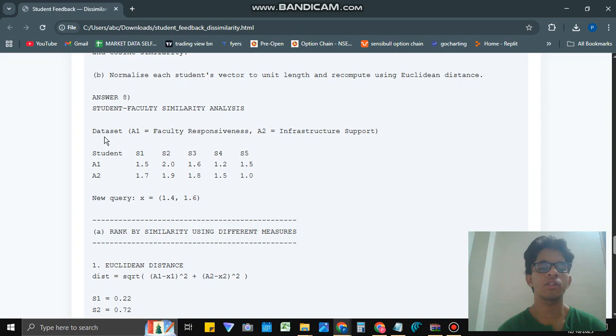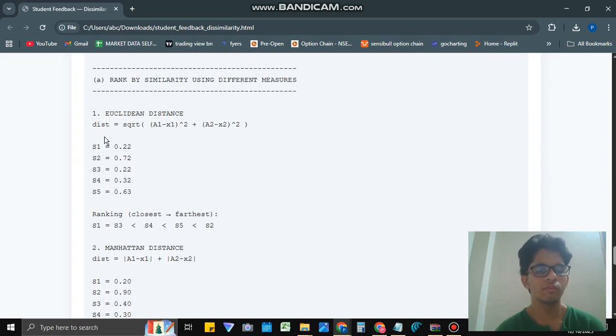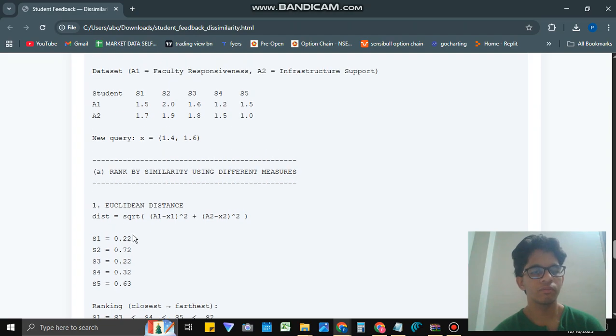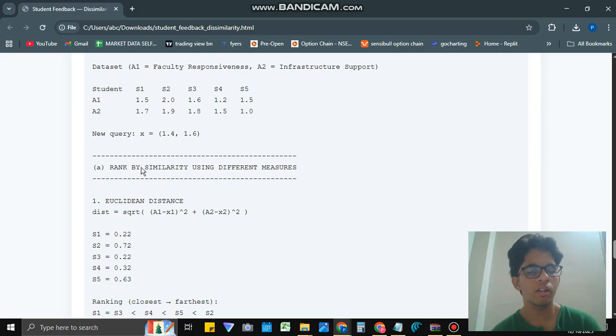First, starting with the A part, we calculate the Euclidean distance. For S1, it will be 1.7 minus 1.5, which will be 0.2, and similarly 1.9 minus 2.0 will be minus 0.1, but in actuality it would be squared, so it will be positive itself. We calculate this for each and every point.